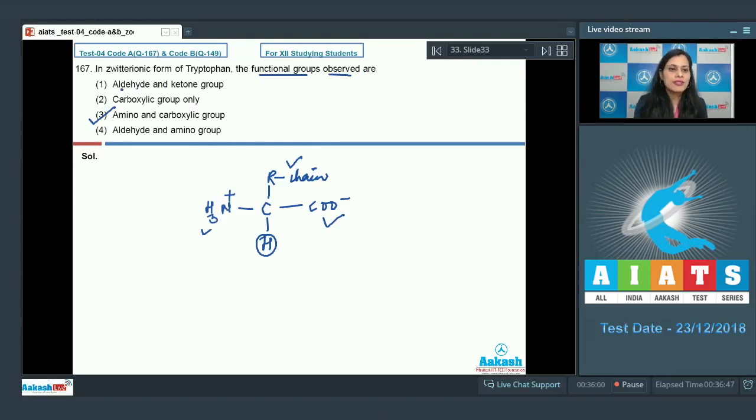The very first option given is aldehyde and ketone group, and this is an incorrect option because sugar molecules have aldehyde or ketone groups. The next option given is carboxylic group only, and this is incorrect because it is the amino and carboxylic group together which are observed as functional groups in amino acids. The last option given is aldehyde and amino group, and this is also incorrect. So the correct answer is option number 3. Let's discuss our next question.